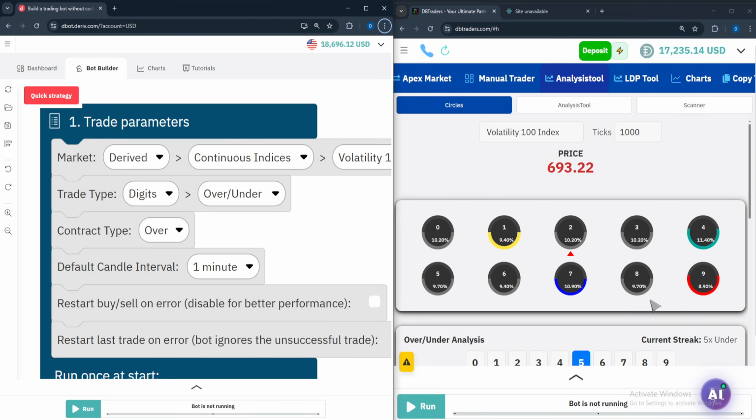There's the second condition, okay? Now, the second condition is this. Ensure 0, 1, 2, 3, and 4 are all above 10%, and even above 10.5 if you can find such a market, okay?